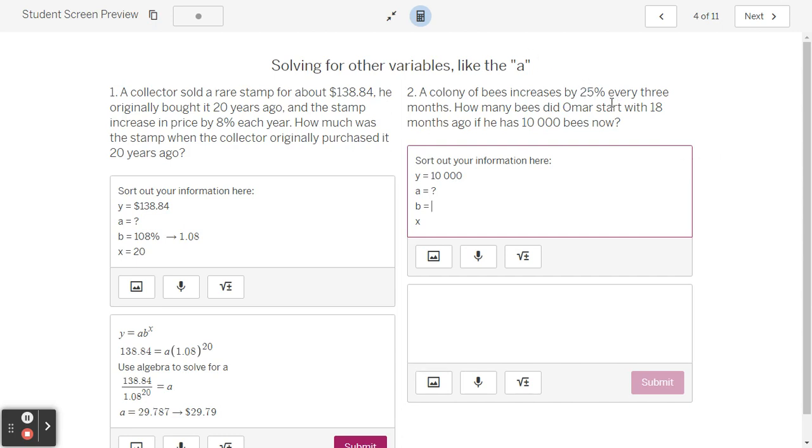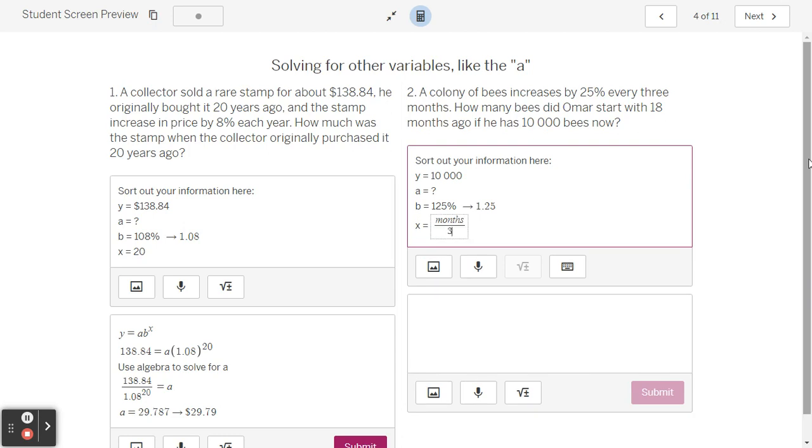We know that it increases 25%. So every time the bees increase, we're increasing by 25%. So we're going to say 125% or 1.25 as a decimal. Now, x is not going to be just every month, because this rate that we're given is 25% every 3 months. So we're going to take the number of months and divide it by 3. Because if we don't hit 3 months, it's going to be increasing by a fraction of what it is.